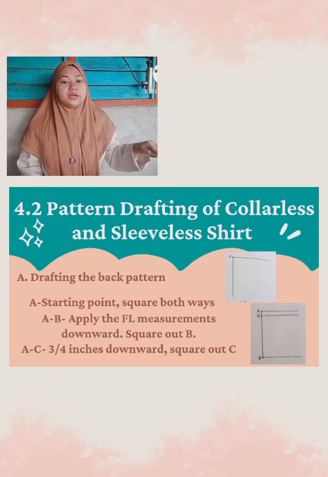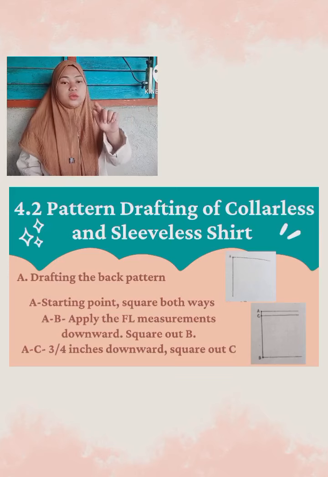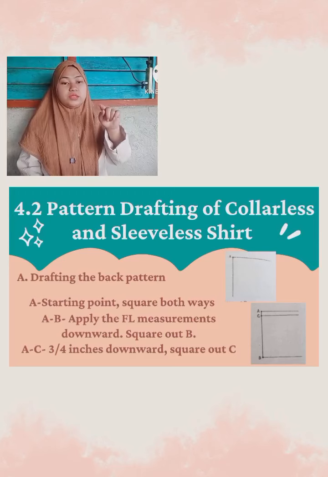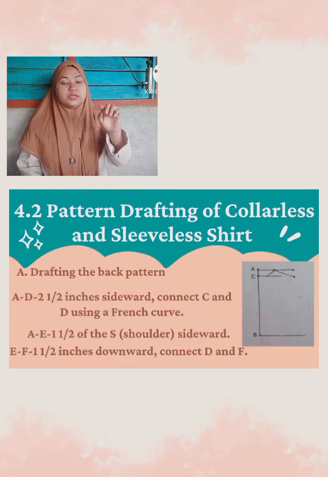Okay, then AC: we trace the AC, and the measure is 3/4 inch downward. In order to square out the C, we have to measure the 3/4. Since our A is here, then only 3/4, then here is our C. You can see in the visual that I provided, so you can follow. And then next is A to D. A to D is measured 2.5 inches sideward. Connect C and D using a French curve.